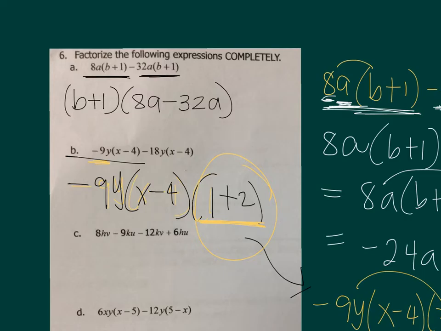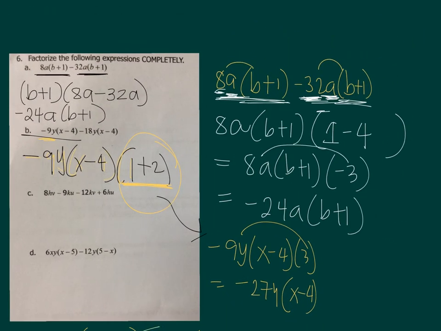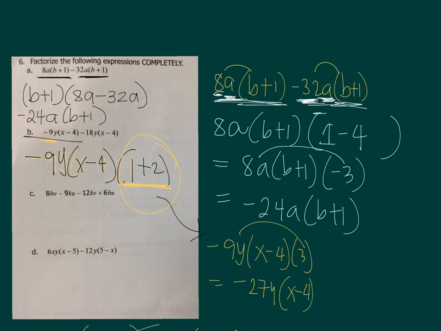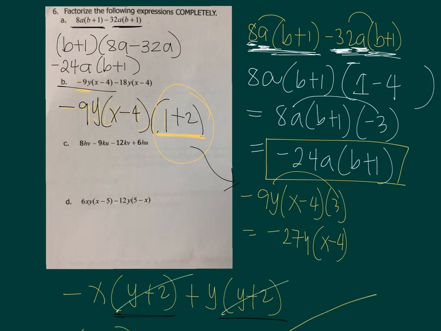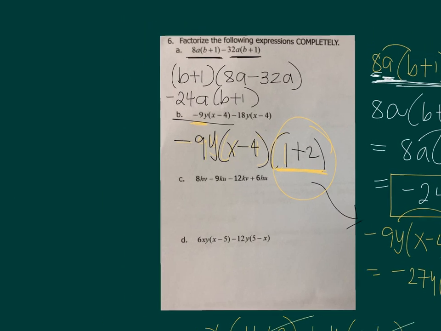So as you can see, 8a minus 32a will simply become, that's 8 minus 32, what's that? 24, so negative 24a, and then b plus 1. And that is the same answer that we obtained earlier. So negative 24a times b plus 1. So a little faster.